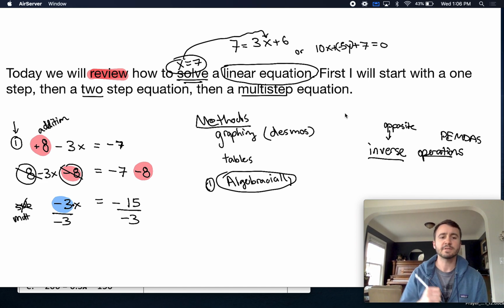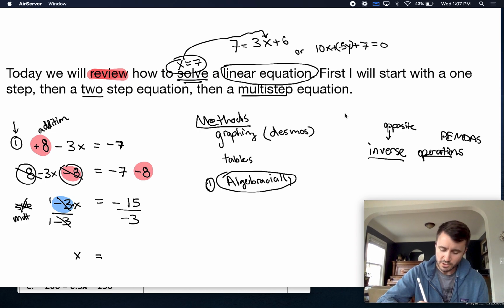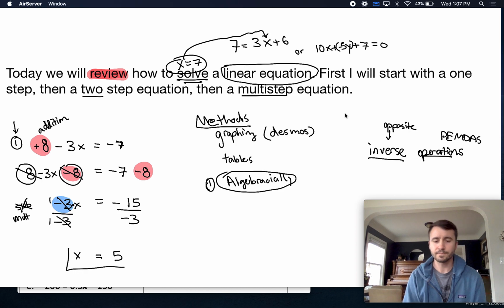The negative 3 divided by negative 3 turns into a positive 1, because anything divided by itself is 1. So on the left-hand side, we are left with an x. On the right-hand side, we have negative 15 divided by negative 3, which turns into a positive 5. And that's your solution using an algebraic method.